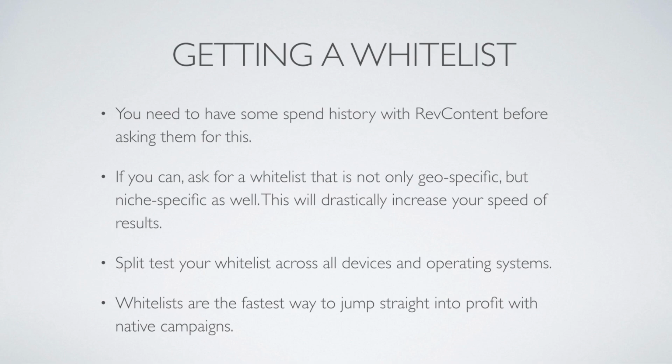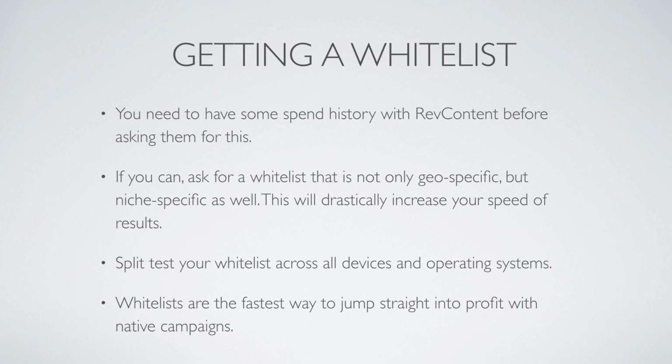And be sure to split test all of your whitelist campaigns across all devices and operating systems. This is something you need to be doing regardless of whether it's a whitelist or just a regular campaign, like a blacklist testing campaign. You need to be more granular with your native advertising than you do with search and Facebook. This is simply because otherwise you're going to start blending your costs, stats and click-through rates, and you're not actually going to be able to optimize into profit, because everything's so mixed together that it's just a big blur. You're not able to really tell where your really successful KPIs are. So make sure you split test everything.